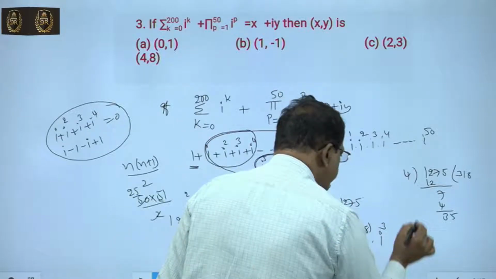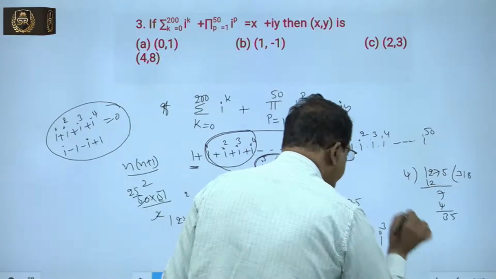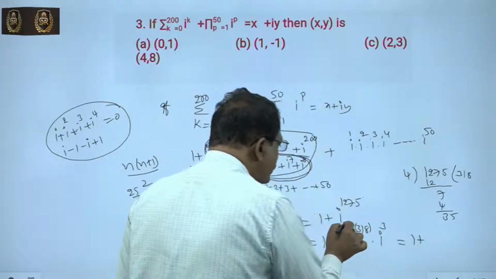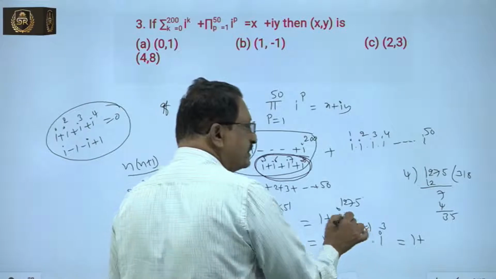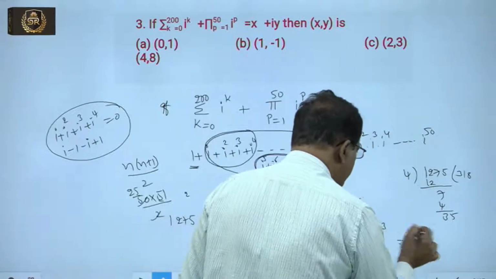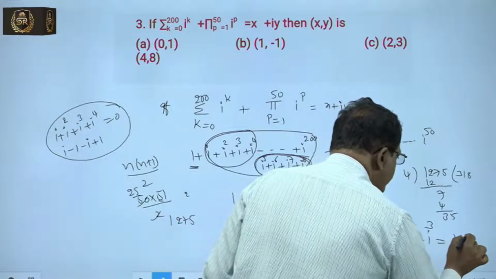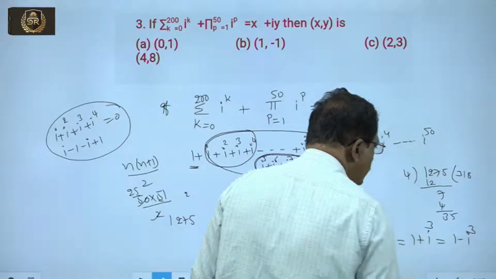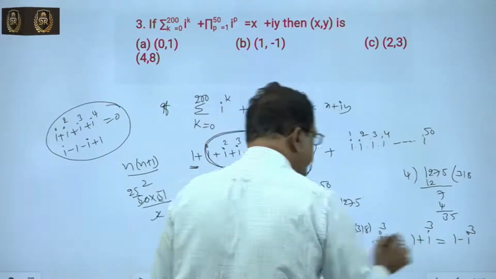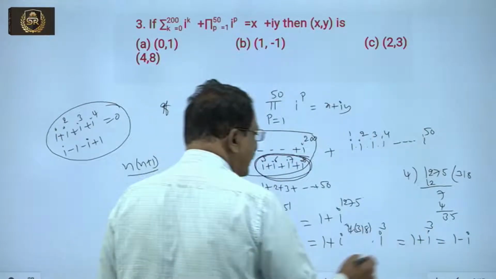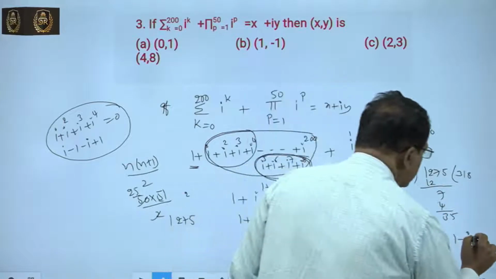That equals 1 plus i to the power of 4. i to the power of 4 equals 1. 1 to the power 318 equals 1. Now only i cube, which is minus i. So we get 1 minus i. But it is given x comma y.